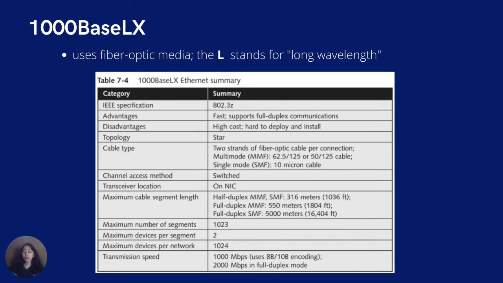1000BASE-LX uses fiber optic media. The L stands for long wavelength, the kind of laser used to send signals across the medium. These long wavelength lasers operate at wavelengths between 1270 and 1335 nanometers and work with single mode and multi-mode optical fiber. The table below shows the 1000BASE-LX Ethernet summary.